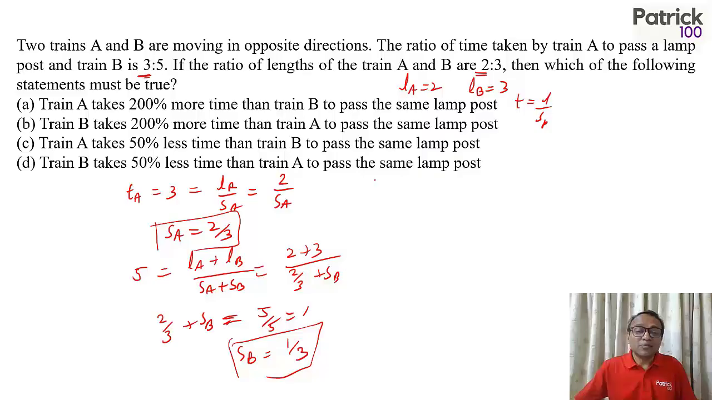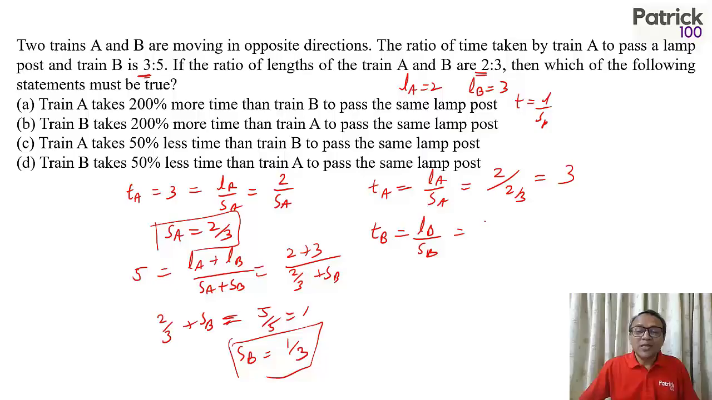But we want time. So time for A to cross the lamppost is length of A upon speed of A, which is length of A is 2, speed of A is 2 by 3, which if we calculate will become 3. Time taken of B to cross the lamppost, length of B upon speed of B. Length of B is 3, speed of B is 1 by 3, so 9. So time taken is 3 times actually. 3 times means time taken by B is 200% more, B option.